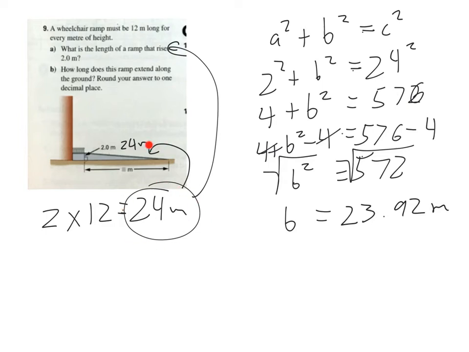What you can tell by that is, look at the relationships here. 24 meters is the hypotenuse, and 23.92, just 8 centimeters less, is the distance along the ground. So having such a short height gain of 2 meters means that the difference between the long leg and the hypotenuse is very, very small. But the hypotenuse is still longest, no matter what, in a right triangle. That's always going to be the longest length, even if just by a little.